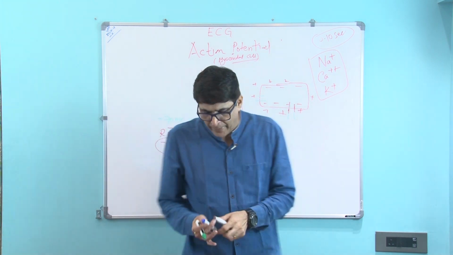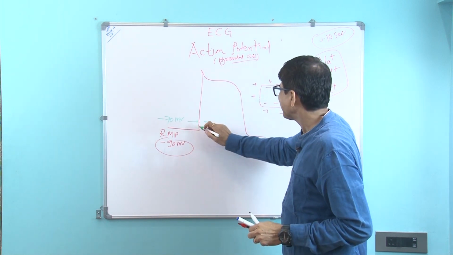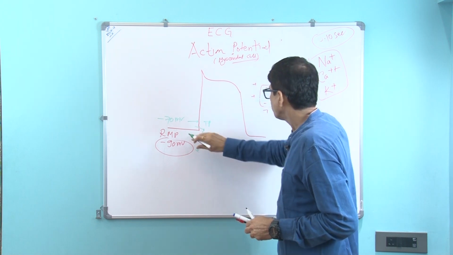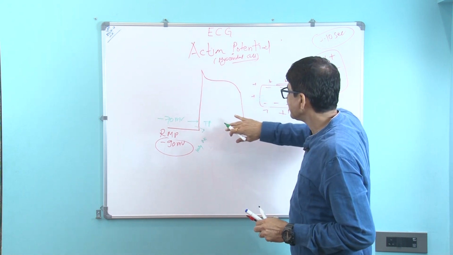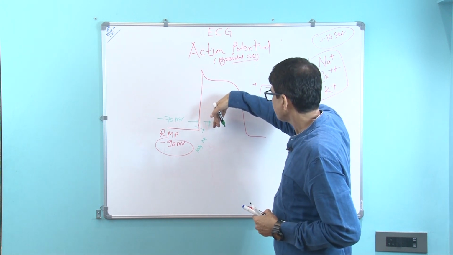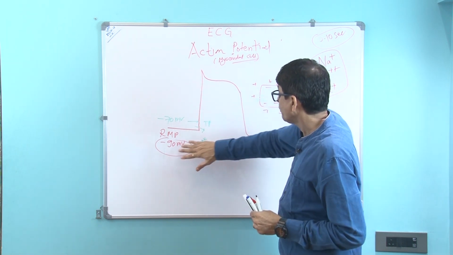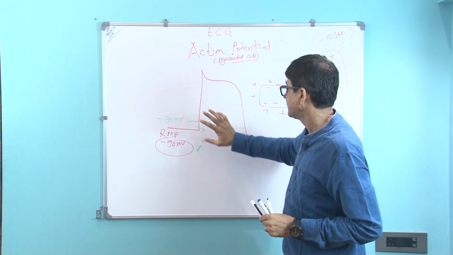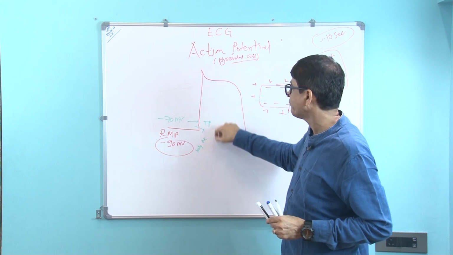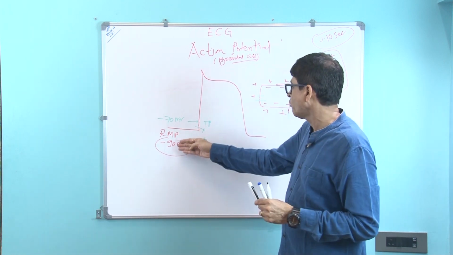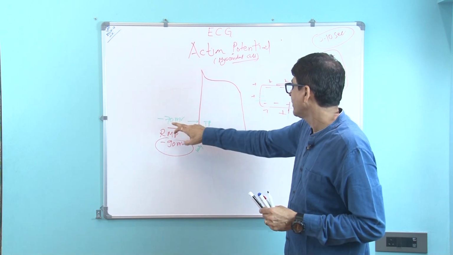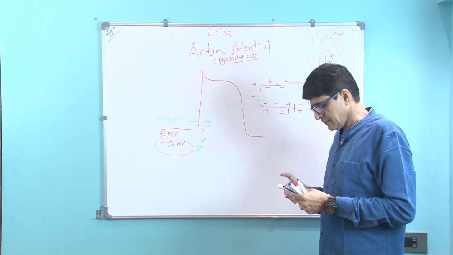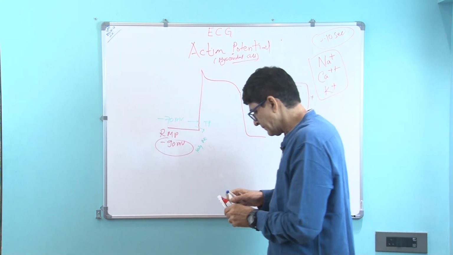Now from minus 90, there are very leaky sodium channels, which trickle sodium inside the cell. So it is positive, right? Positive means the voltage will go from minus 90 to minus 70, because positive ions are being added. So it will go from minus 90 to minus 70. This is the threshold potential.